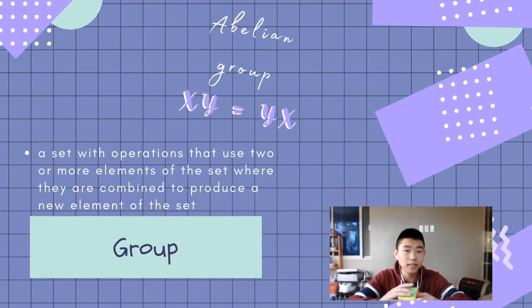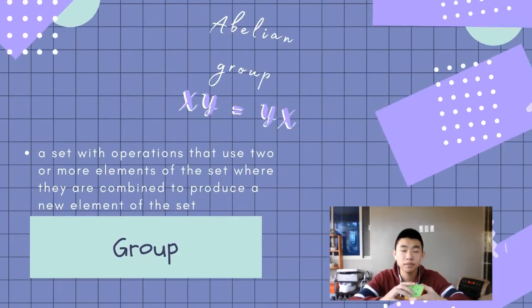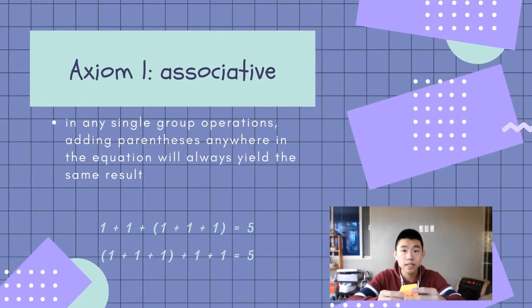If we look at it deeper, groups are a set of integers or any collection of elements that follow specific group axioms 1, 2, 3, and 4, namely associative, identity, inverse, and closure, respectively. Upon extensive research, the associative axiom, or axiom 1, states that in any single group operation, adding parentheses anywhere in the equation will always yield the same result.